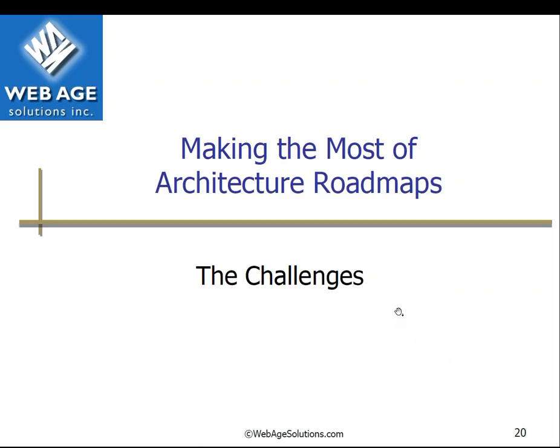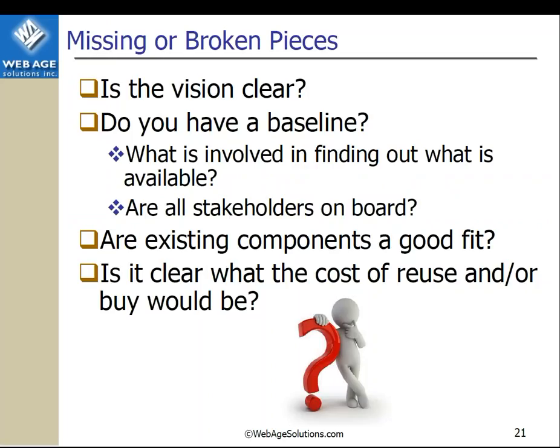Now, as a general thing, we're going to be looking at some of the challenges we have when we're doing our roadmaps. Missing or broken pieces. So, is the vision clear? Do you know what the vision is? I've definitely asked that question to architecture teams. So what's the vision? Where is it? How is it articulated? And I get a lot of blank stares. It's like, I don't know. And to me, that is actually a missing piece.